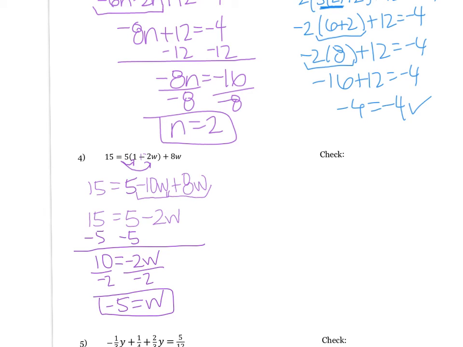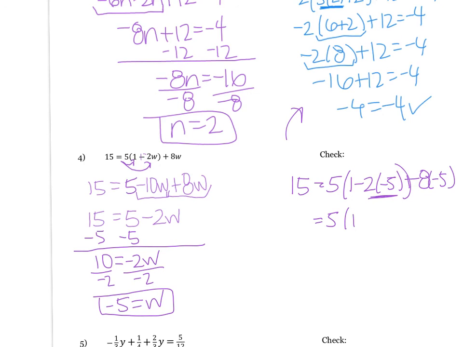Okay, now let's prove it to make sure we're right. So is 15 equal to 5 times 1 minus 2 times a negative 5 plus 8 times a negative 5? This is kind of like that other check up there. So we're going to do the same thing. We're going to work with our parentheses first and then do the multiplication within. So we get 5 times 1 minus a negative 10 plus 8 times a negative 5.